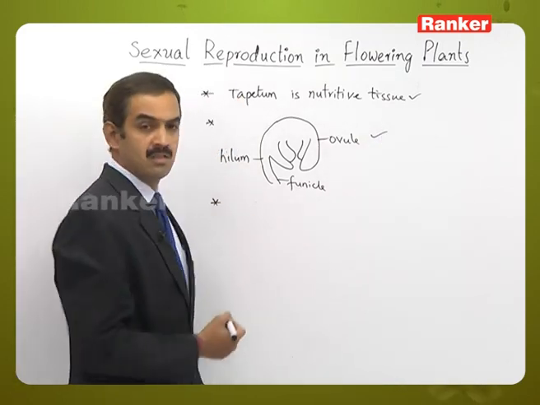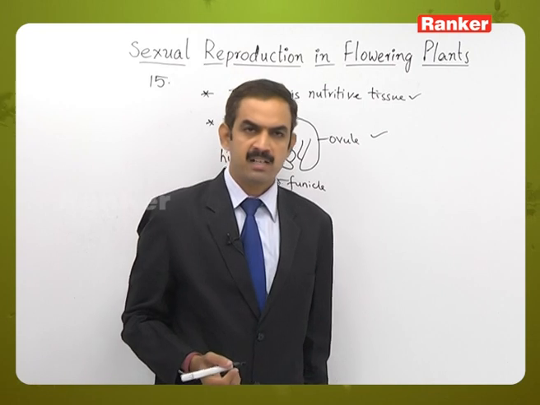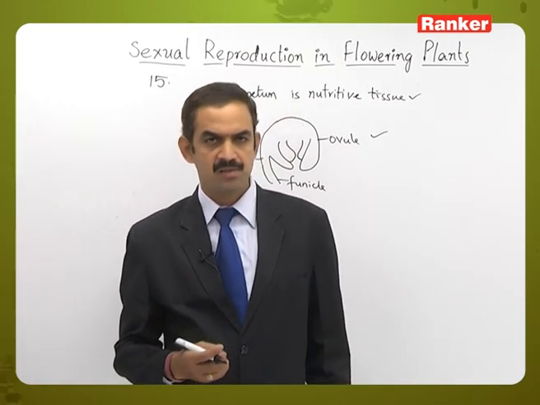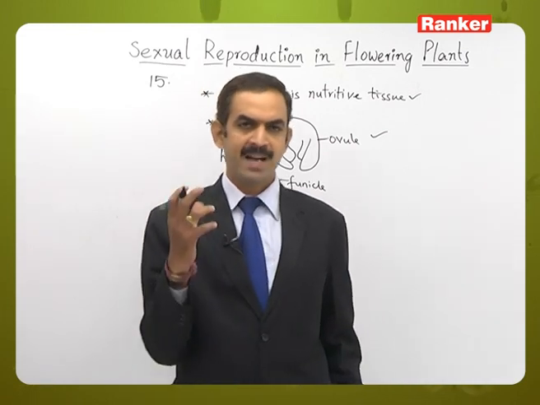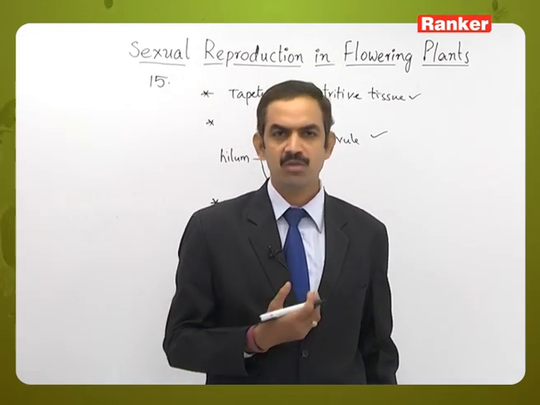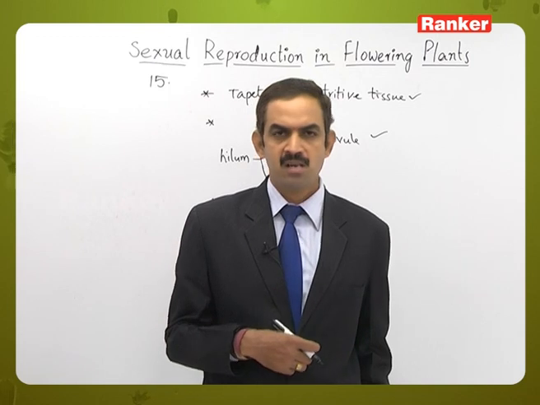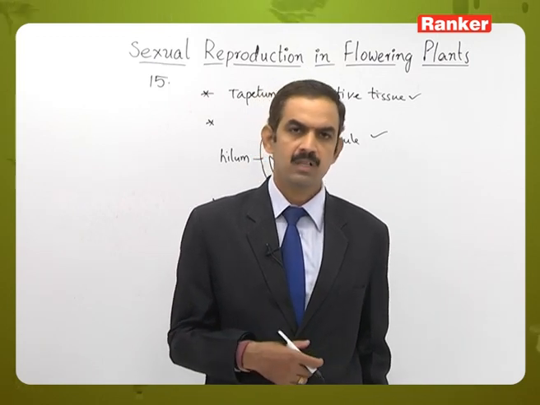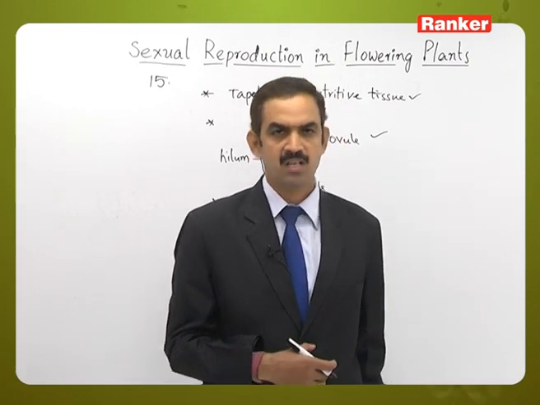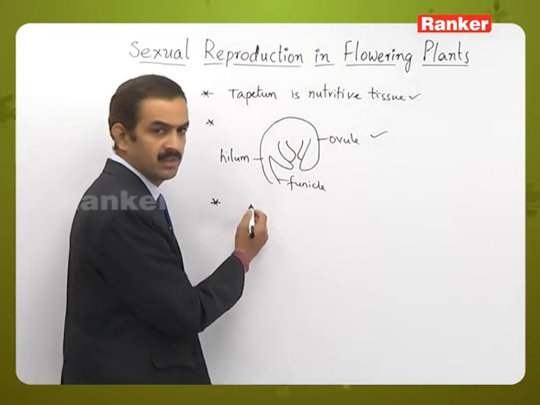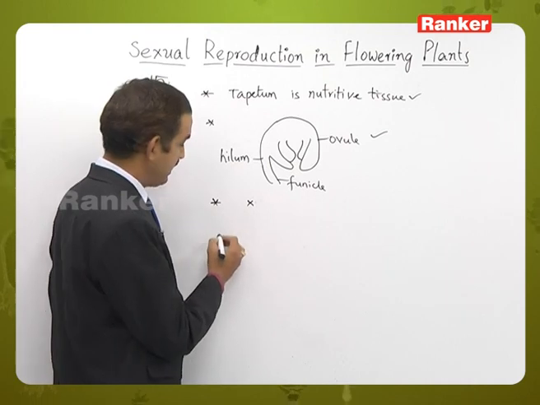Then statement 3, in aquatic plants like water hyacinth and water lily, pollination occurs by water. Actually, these plants have colorful and attractive flowers, so the pollination occurs by insects. Maybe they are aquatic plants, but the pollination occurs by insects. So this is a wrong statement.